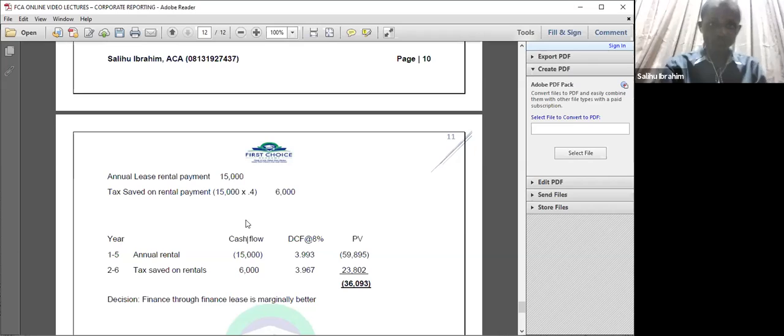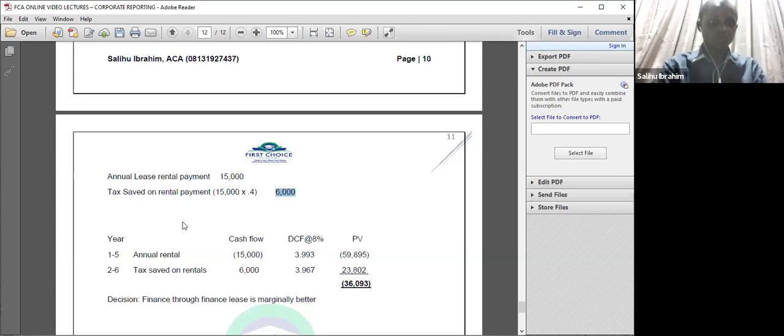So our lease rental is 15,000 for 5 years. And our tax savings is 6,000, that's 15,000 times 40%. And it's going to occur a year in arrear. So it will start from year 2 and end in year 6. That is why you see this. I'm using annuity, because my lease rental is constant, and my tax savings on lease rental is also constant.